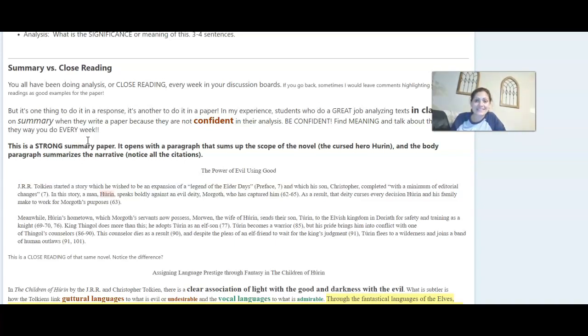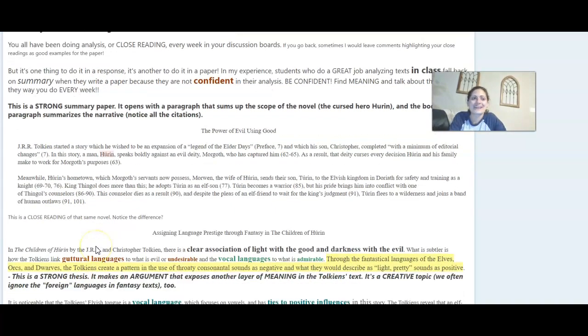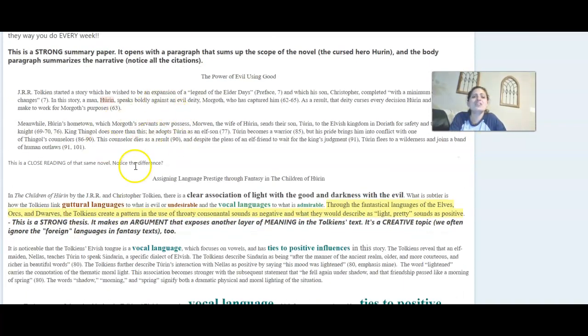So to start with, be confident. You know how to do this. You've been doing this for 7 weeks. You've got this. And now let's see what it would look like. So this is a strong summary. It opens with a paragraph that sums up the scope of the novel, this cursed hero, Huron, and then it goes into a body paragraph that summarizes the narrative. Notice all the citations. This is what is happening in this novel.